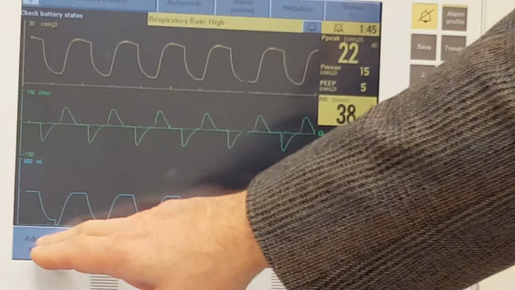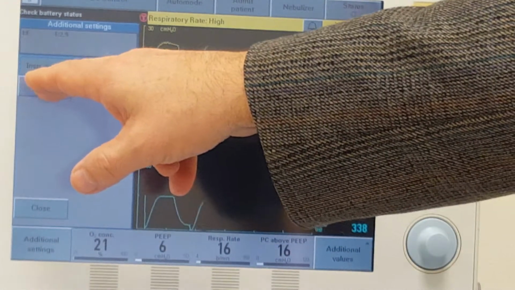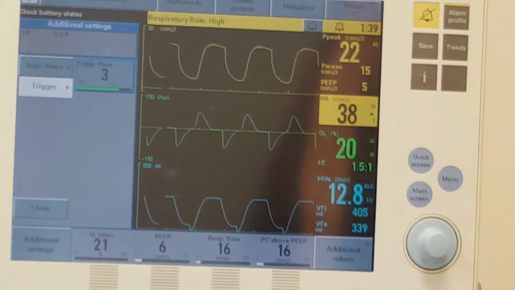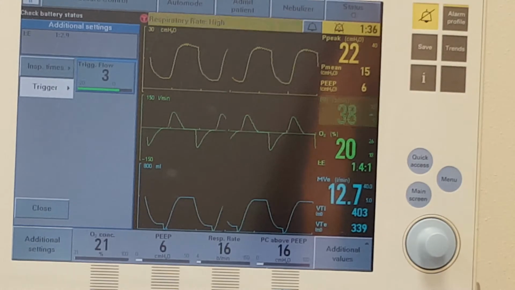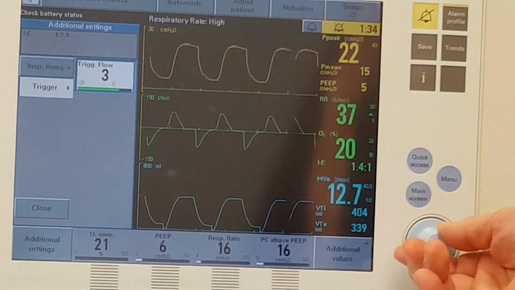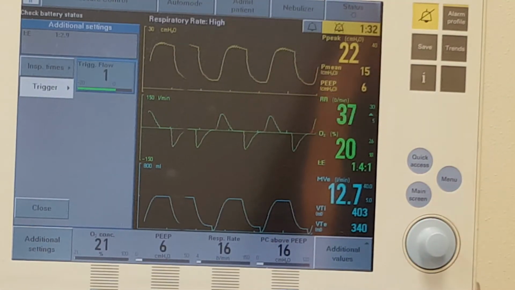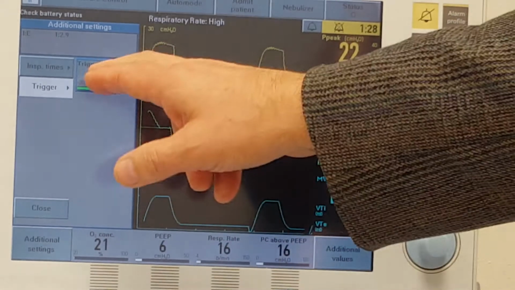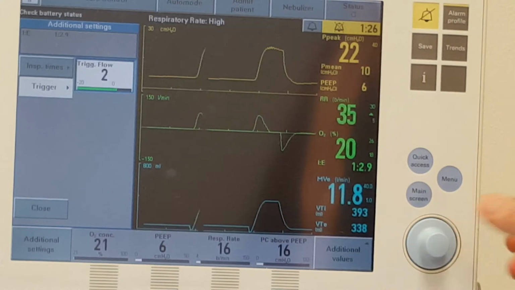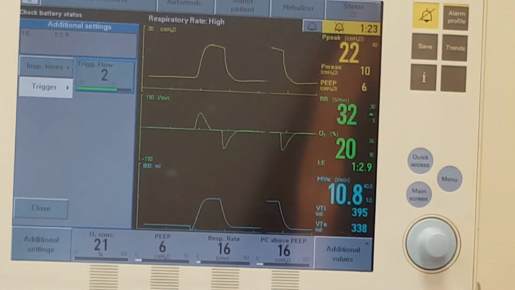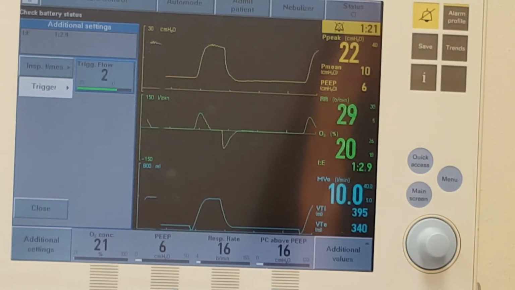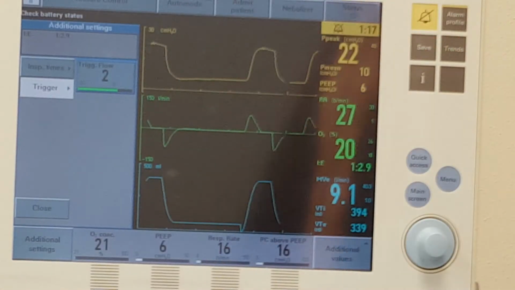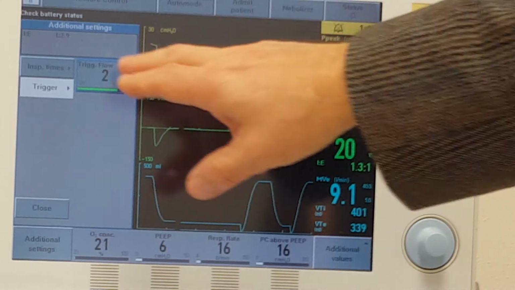So what we need to do to solve this, remember we always troubleshoot the issues. So we're going to try reducing flow trigger, just like we showed you on an earlier video. There we go. Let's try it at 2. Remember, we want it as sensitive as possible without auto-triggering. So at 3 it was auto-triggering, at 2 it's not, so we're going to stay at a flow trigger of 2. Oh, there was another auto-trigger.